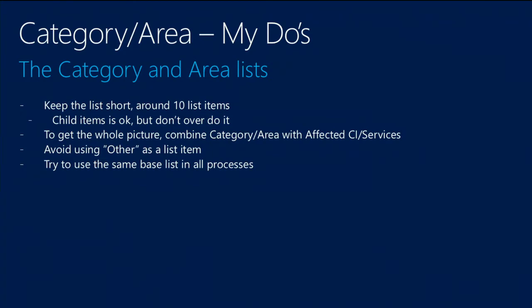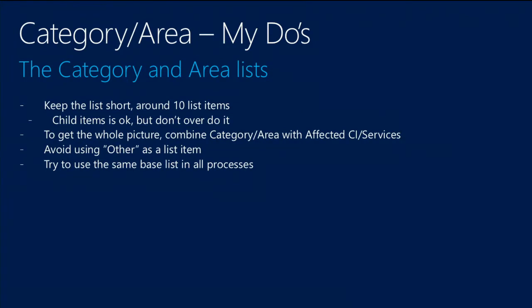Child items are OK, but don't overdo it. Because if you have 10 main categories and then 10 child items, you will end up with 100 categories anyway, so keep it short. To get the whole picture of what the incident or the service request is all about, you have to combine the category or area together with the affected CI or the affected services. That's how you get the whole picture. So you do a rough categorization using the incident classification, and then you do the more specific categorization using the affected CI. Okay?